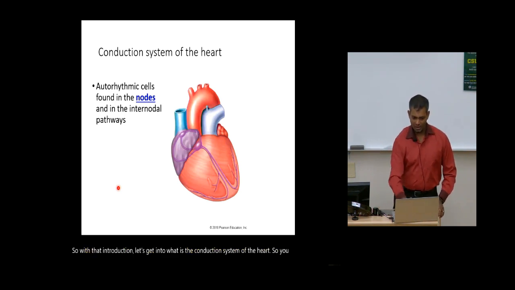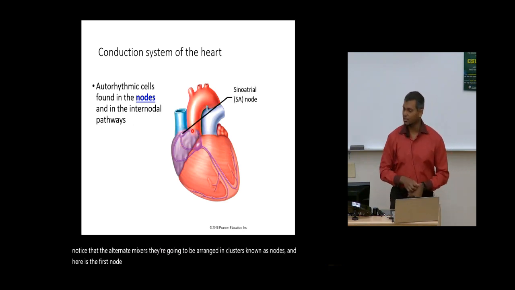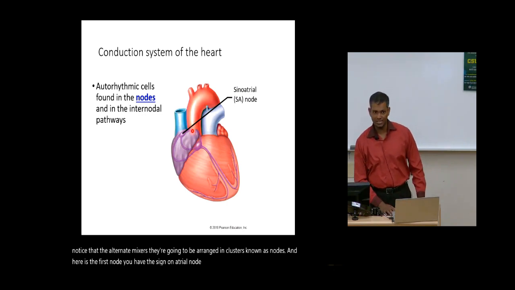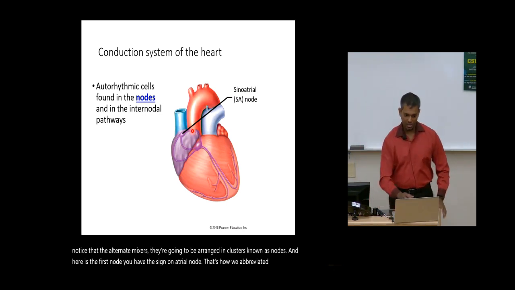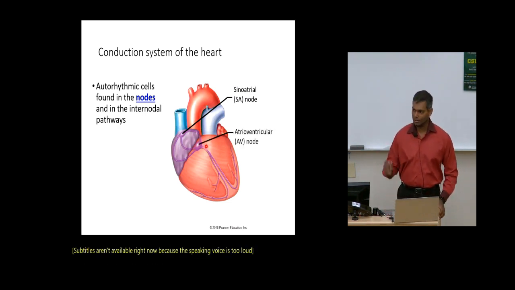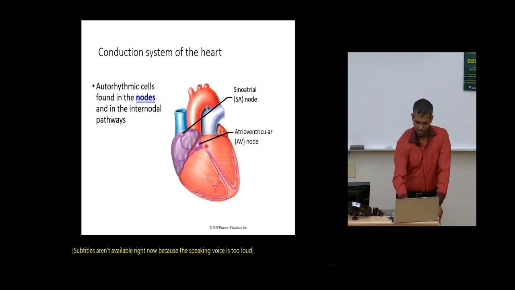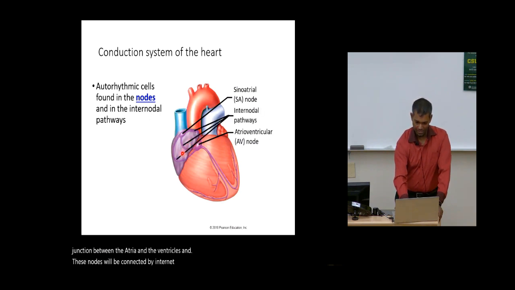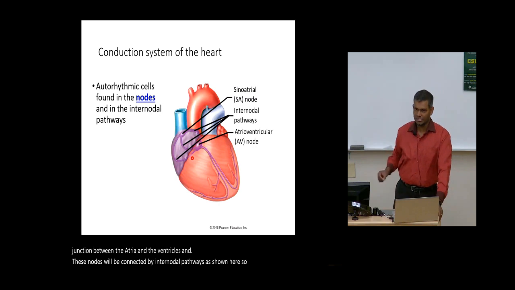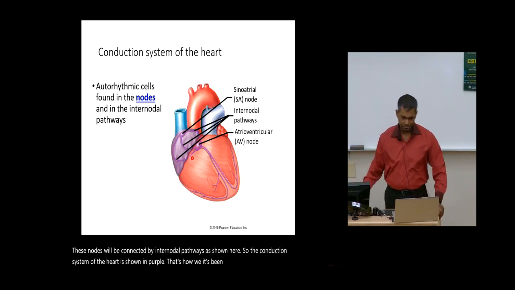You'll notice that the autorhythmic cells are going to be arranged in clusters known as nodes. Here's the first node, the sinoatrial node, SA node, that's how we abbreviate it. We also have another node known as the atrioventricular node. The AV node is going to be found in the junction between the atria and the ventricles. These nodes will be connected by internodal pathways as shown here. The conduction system of the heart is shown in purple. That's how it's been highlighted.